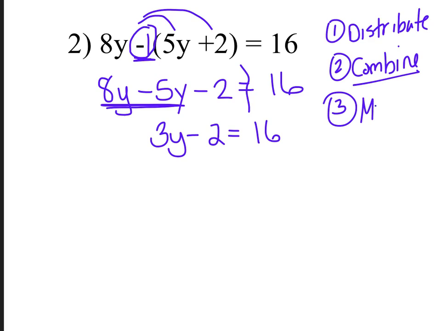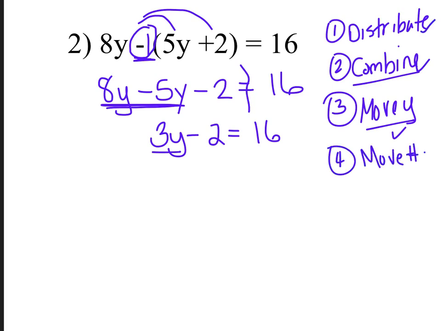So then we want to move our variable. So this is move y, but there's only one y, so there's no need to do that. We're done there. And then move the numbers. It's a lot easier to move the numbers after you move your variable, just FYI. So we want to get everything away from the y.